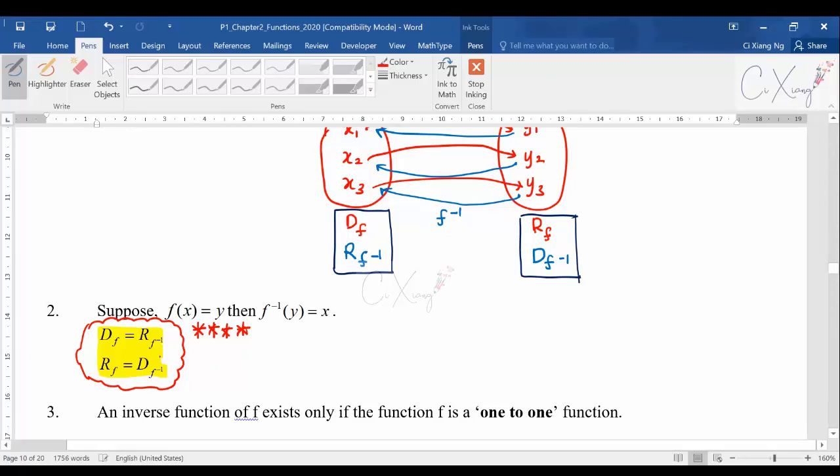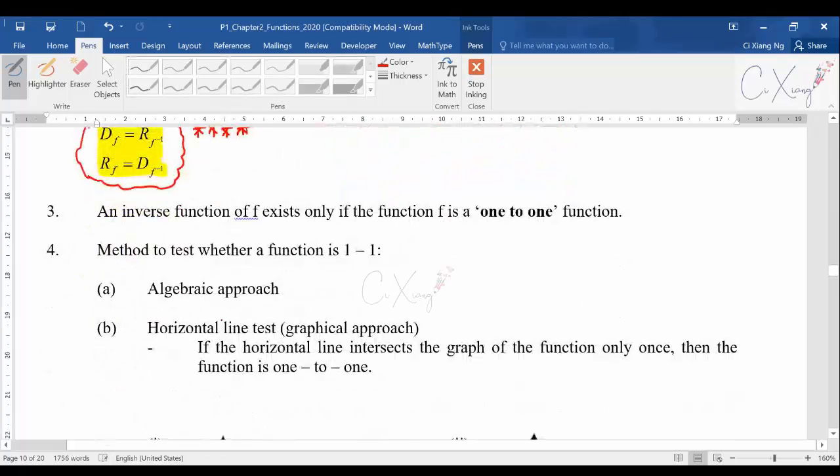I will discuss a few examples with you and then you will see how we apply this. Okay, so next, when you want to find the inverse function, last time you just found it out. But for this one, you need to know that the inverse function only exists if it is a one-to-one function. So how do we decide whether it is one-to-one or not? There are a few methods for you to decide.